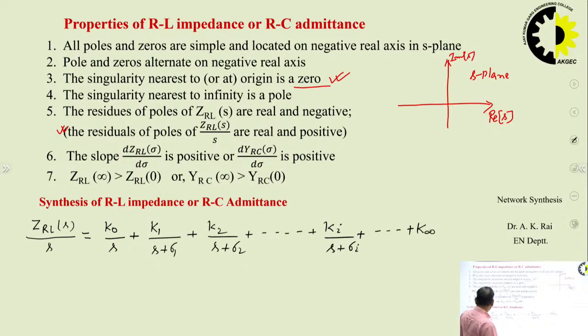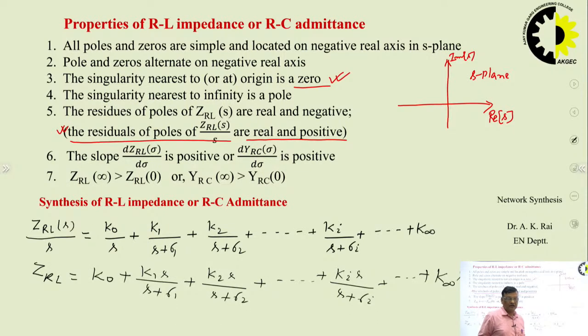So, whatever ZRL we have, divide by S on both sides. Now the K0, K1, K2 up to Ki are real and positive. If you carry out the partial fraction expansion of ZRL by S, these K0, K1, K2 are all real and positive. So, just be careful. This line is very important from the numerical point of view. For the theory of writing the properties you can write 1 to 7, but to carry out the numericals this line is very important.